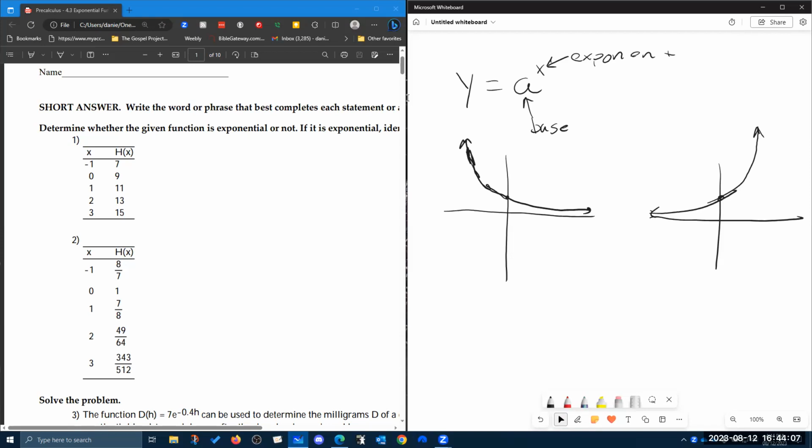But for right now, we're going to focus on determining if something is exponential, and we should be able to figure that out by seeing if it has a common ratio in its terms. So right now, for instance, if I take 9 divided by 7, is that equal to 11 divided by 9? Let's multiply here. Is 81 equal to 77? It is not, so this is not exponential.